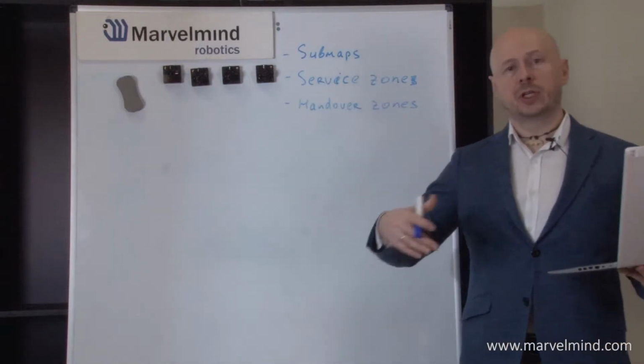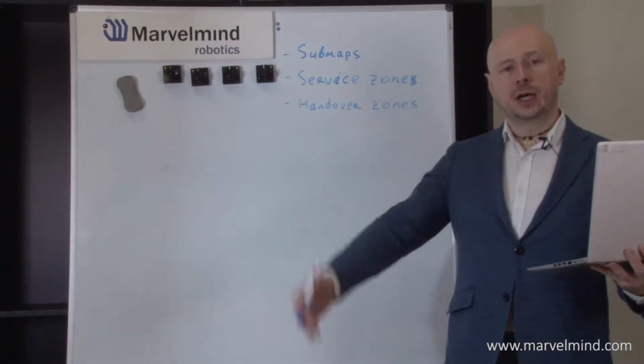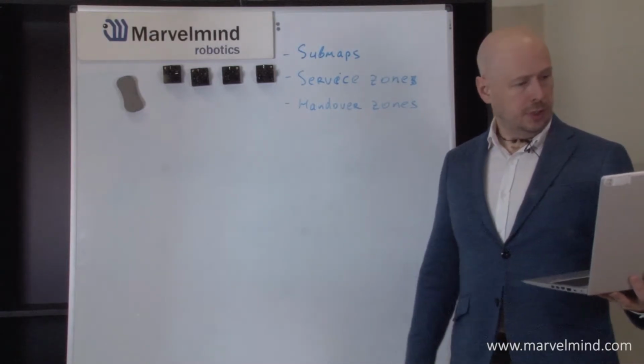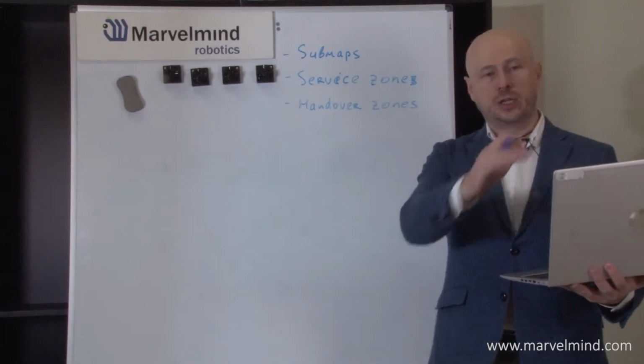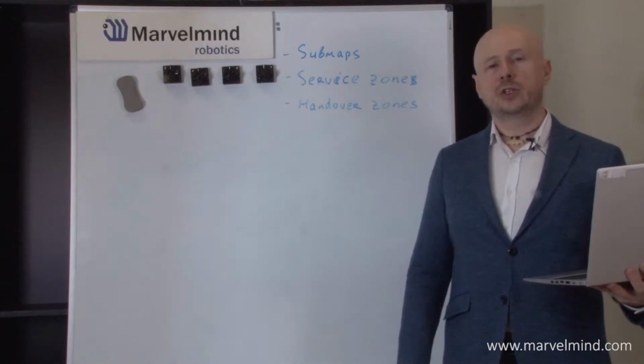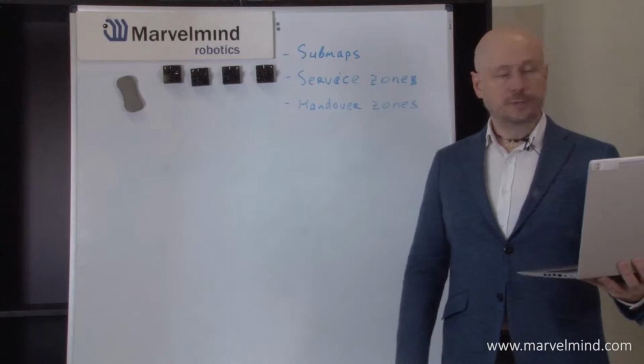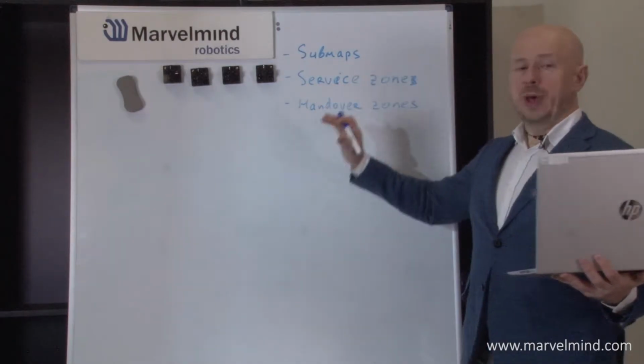What are submaps? What are handover zones? What are service zones? Today I will have my cheat sheet, basically the Q&A that we usually answer, but I wanted to address them one by one. So what is the map in general?